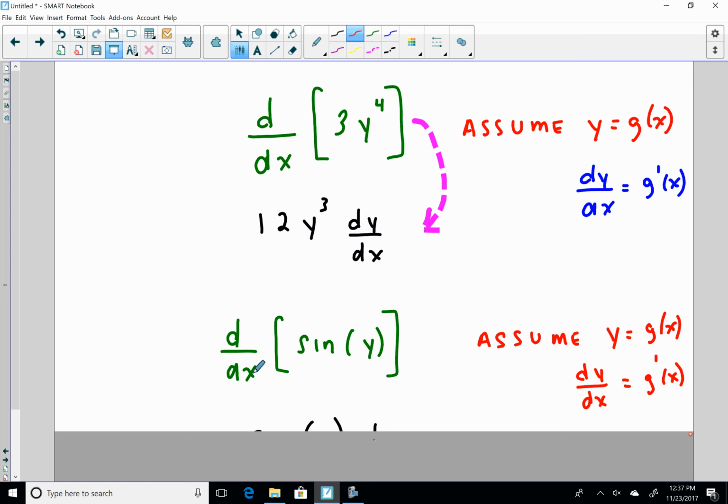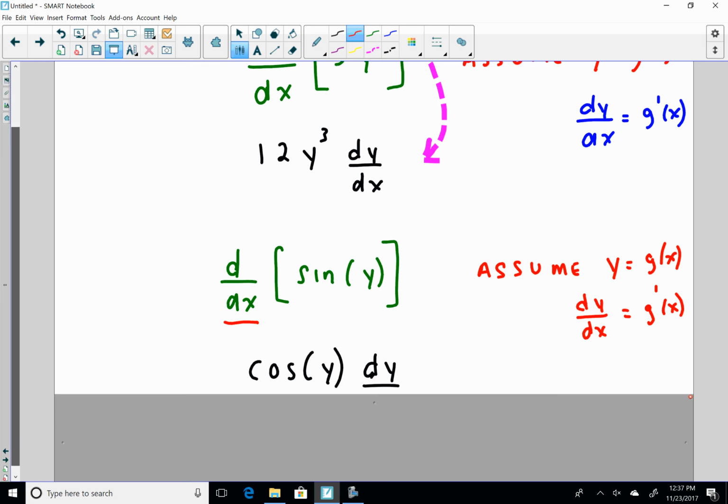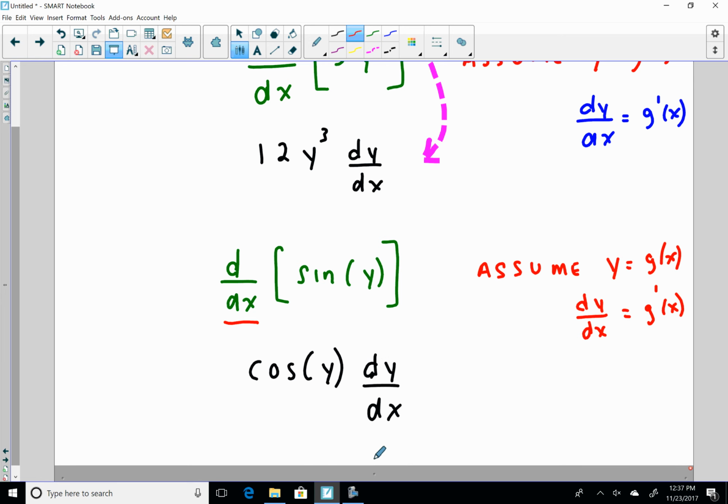But if I'm going to apply the differentiation operator with respect to x of the sine of y, I have to do something with the inside. And I'm assuming that the inside is a function of x. So the derivative of this is going to be the derivative of the outside, which is cosine of the inside, which is y, cosine of y, times the derivative of the inside, dy dx. And this, my friends, is basic implicit differentiation 101.